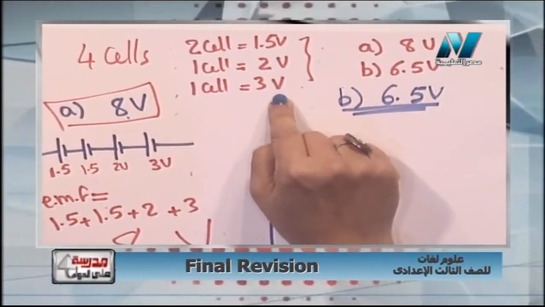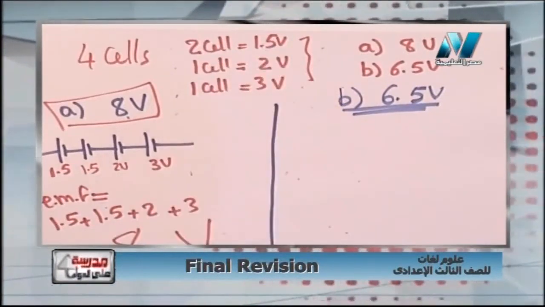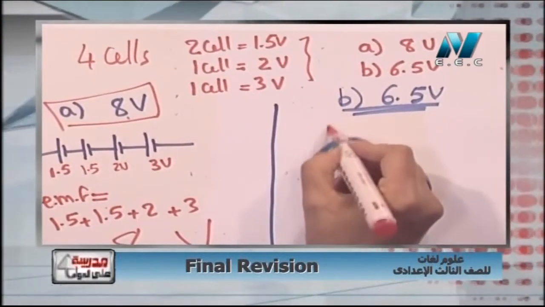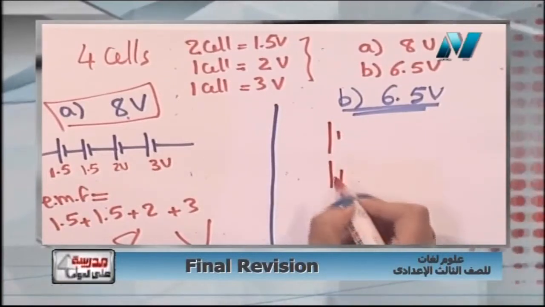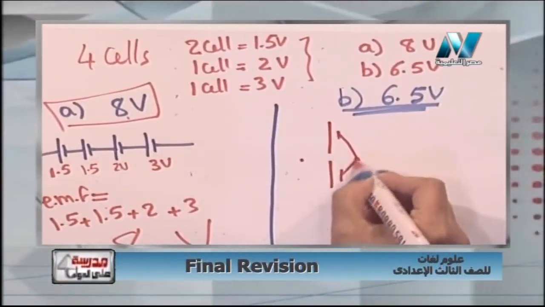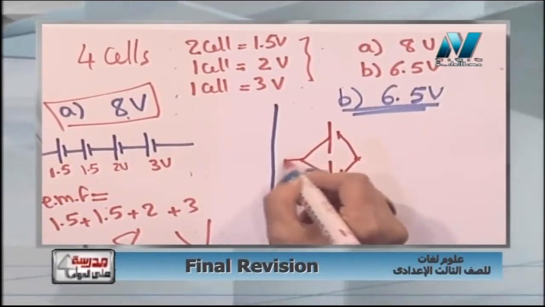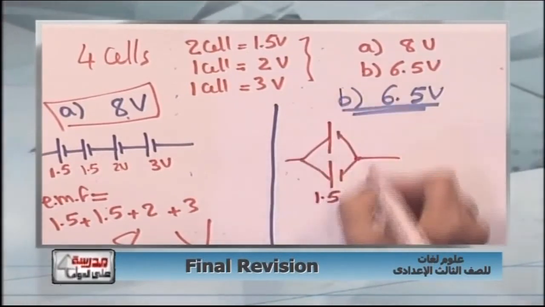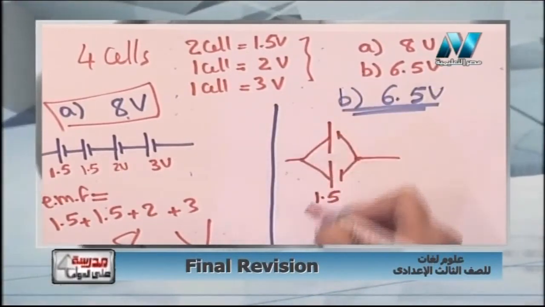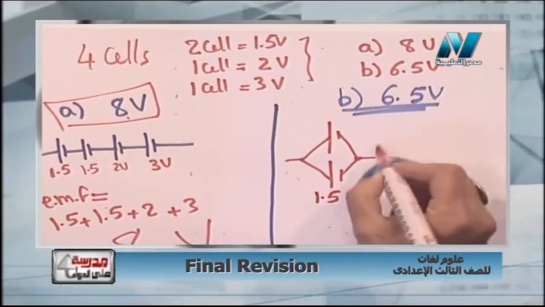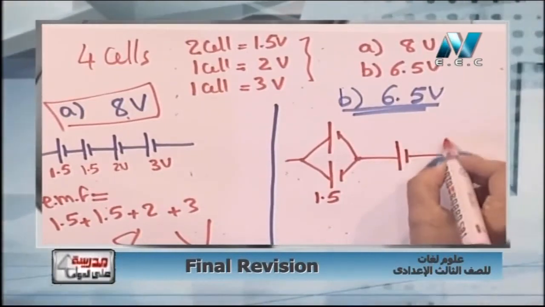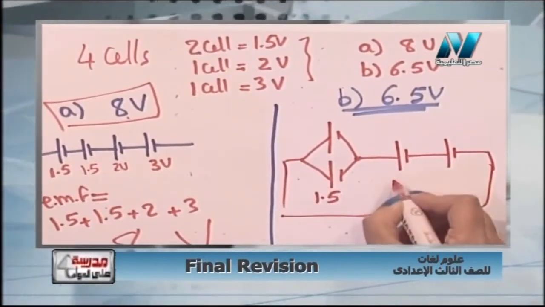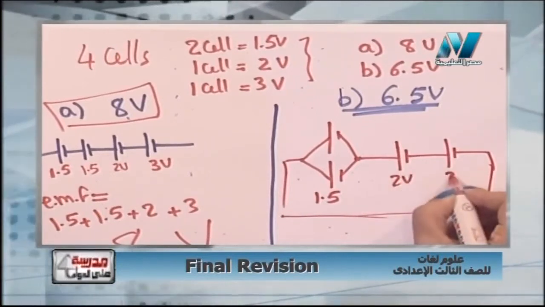So what am I going to connect? I have 2 similar cells, which are the 1.5. So I'm going to connect them in parallel. So in parallel we are going to have, this is the first one and this is the second one. Okay? Both of them are equal to 1.5. So the total of both is 1.5, not 3. Then the other cells, the second one will be 2 and the third one will be 3. So right here 2 volt and 3 volt.